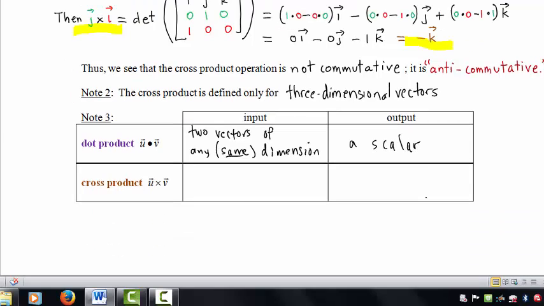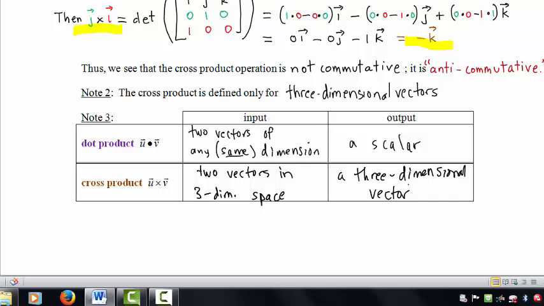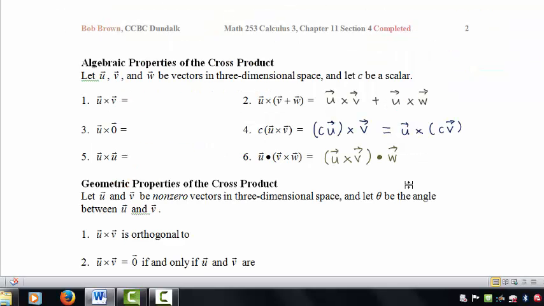Cross product is defined only for 2 vectors in 3-dimensional space. So you can say you're inputting 2 vectors in 3-dimensional space, and your output or your result is a 3-dimensional vector. This is important to know. The output of a dot product is a scalar. The output of a cross product is a 3-dimensional vector. We will look at some of the algebraic properties of the cross product.